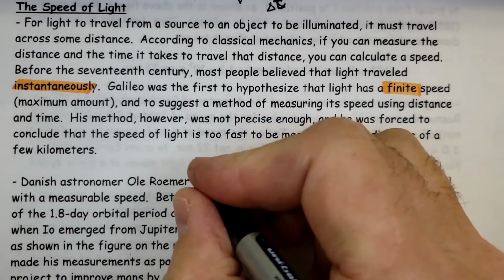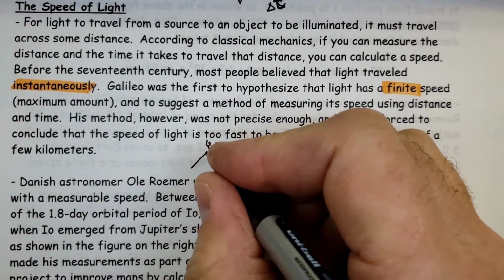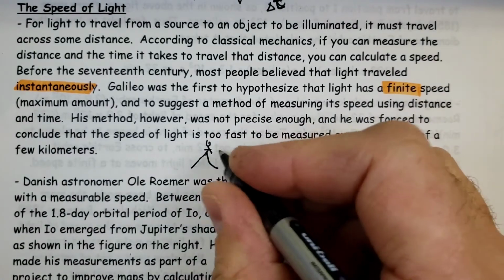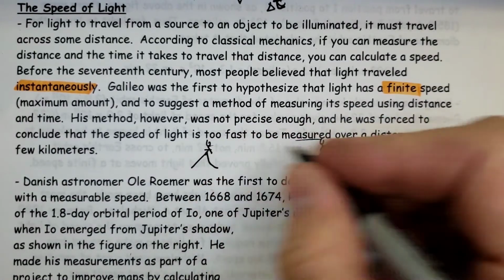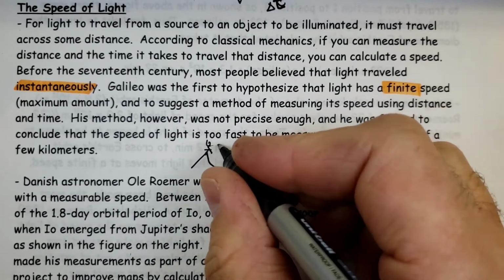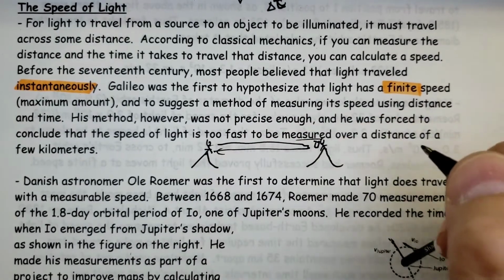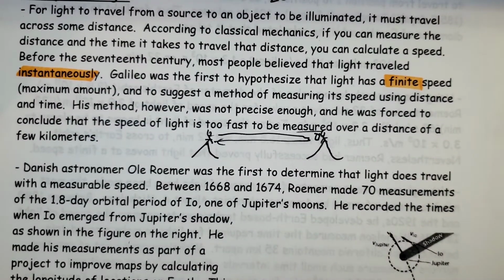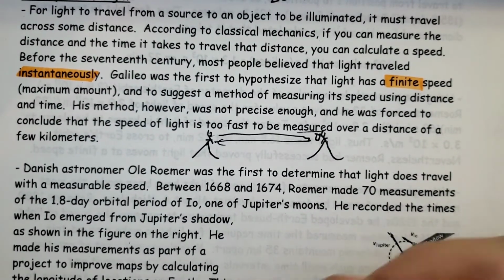And kind of the experiment that he did was he stood on a mountain, and then he had a trusty assistant stand on another one, tried to flash light and time, and I think there was a mirror over here, and timed how long it took to come back. And of course it was way too fast to measure. So he wasn't able to do it.